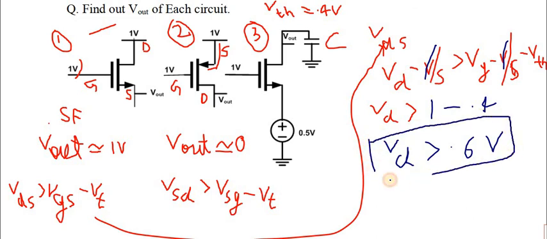Okay, so these are the intuitive V out of these 3 given circuits.